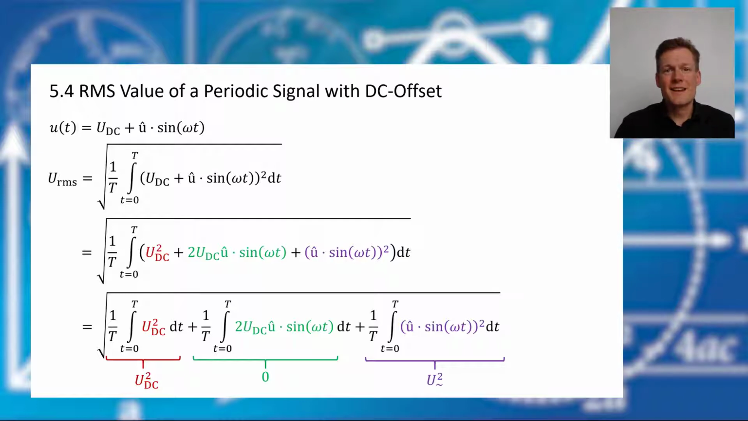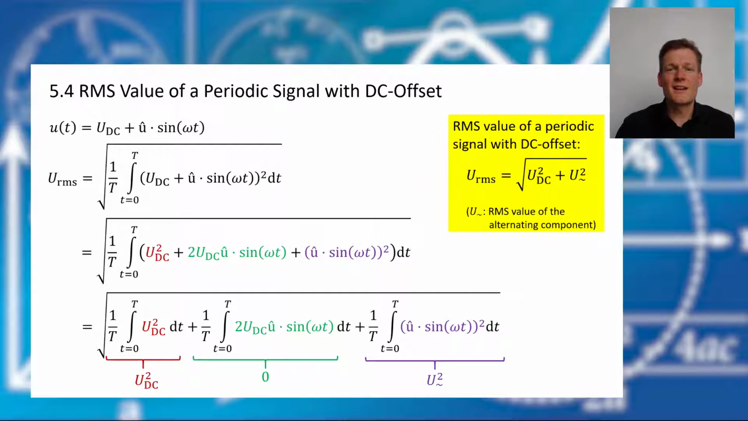And that means if we want to calculate the RMS value of a periodic signal with a DC offset, we can just calculate it like this. We take the square root of the DC offset square plus the RMS value of the alternating component of our signal square. And yeah, that's much more easy than a boring calculation of integrals.